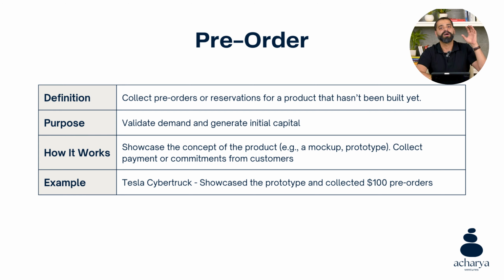Let's say you say, if I sell 500 units of this product, I will actually manufacture it. People come to the website, they place an order, they put in the money. If by the deadline you don't reach the 500 product goal, the money is refunded back to the users. If you do reach the sales goal by that deadline or before, you go into manufacturing and then you later ship out the products to your users. Again, a great way to start. Tesla Cybertruck actually started off like that. They showcased the product and collected $100 pre-orders from people and delivered much later.